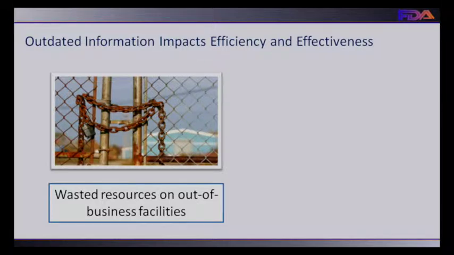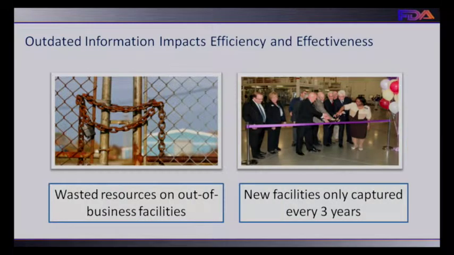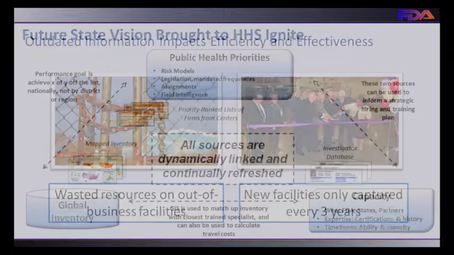More to the point, because of its static nature, it's out of date as soon as we send it out. So what happens is there are firms that have subsequently gone out of business. We send an investigator across the state of Texas 3 hours to get to a firm, and he finds a padlocked fence here. More worrisome for us is that it's also not capturing new firms that come online. New firms perhaps are the most risky for us because they haven't been subject to FDA oversight, and we really need to get down to them as soon as possible. They are only brought into this tool every 3 years.